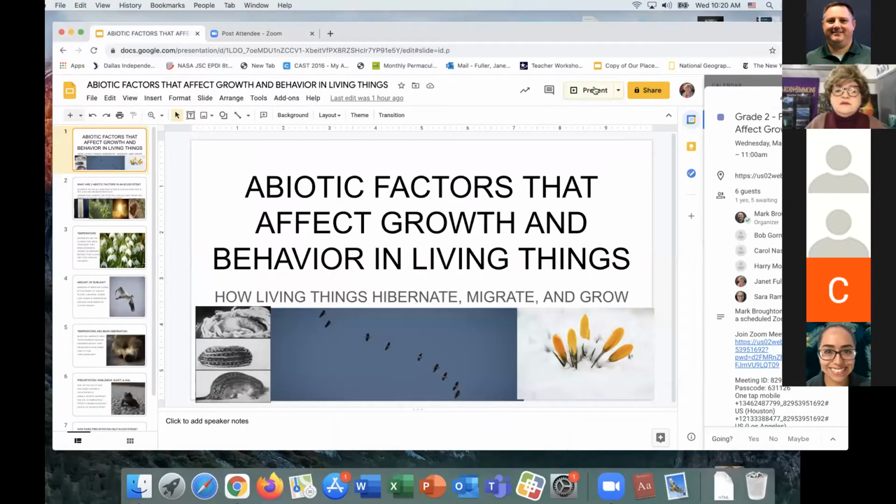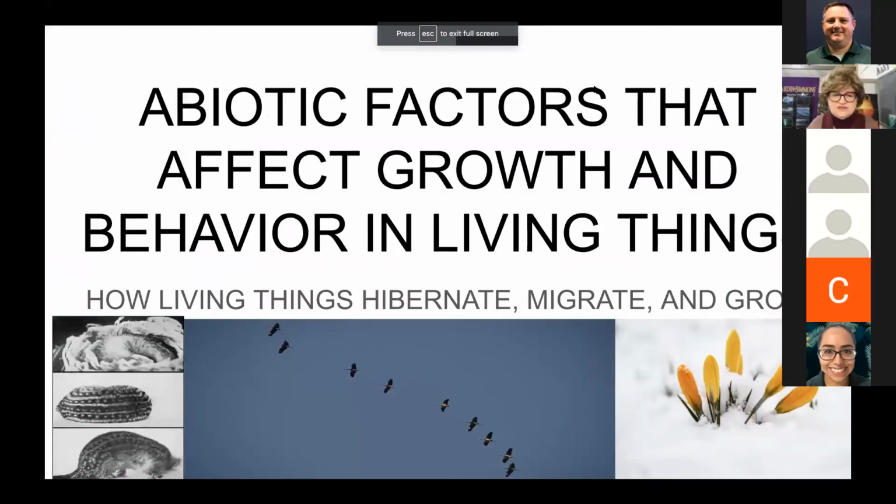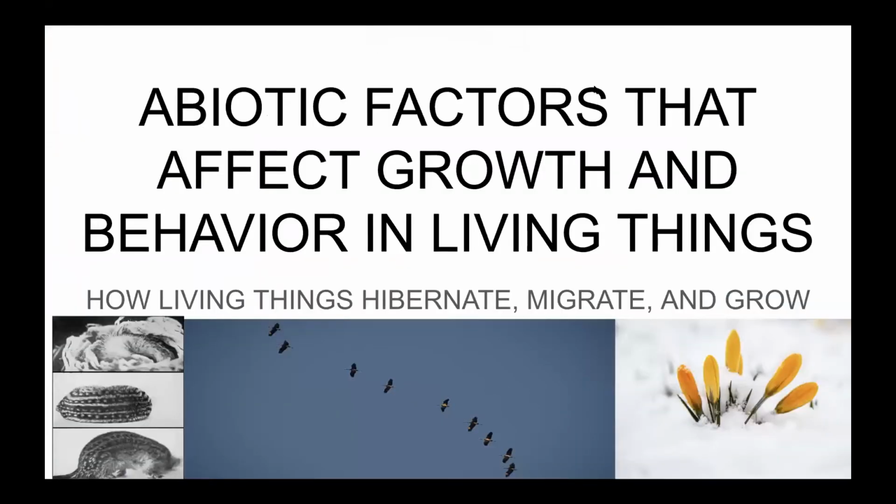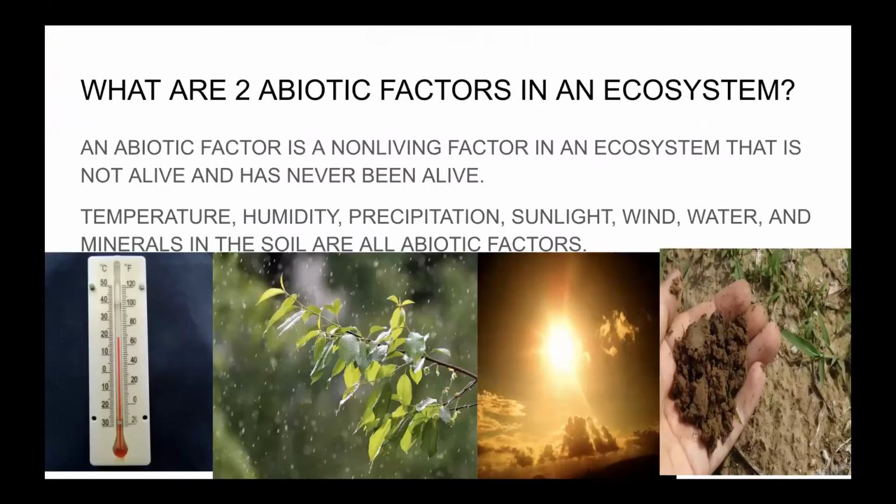All right. So the title of this segment is Abiotic Factors That Affect Growth and Behavior in Living Things. And this is basically about what provokes hibernation, estivation, migration, and other living aspects. So what we're going to be talking about are the non-living factors in an ecosystem.